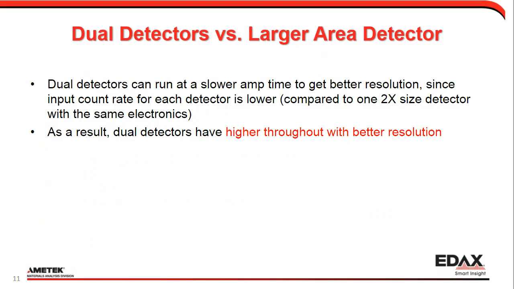For a dual detector system, each detector receives fewer counts, so dual detectors have room to run at a slower M time to get better resolution without sacrificing throughput. To summarize, the dual detectors have higher throughput with better resolution than larger area detectors.